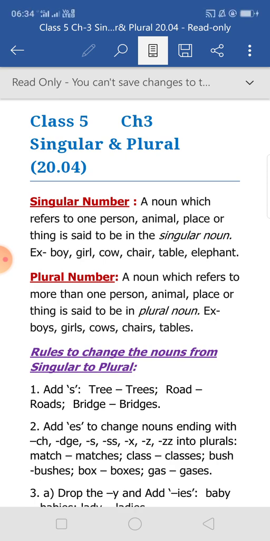So what is singular? A noun which refers to one person, animal, place or thing is said to be in the singular number. Example: boy, girl, cow, chair, table, elephant, etc. Plural number: a noun which refers to more than one person, animal, place, or thing is said to be in plural number. Example: boys, chairs, cows, tables, elephants, etc.